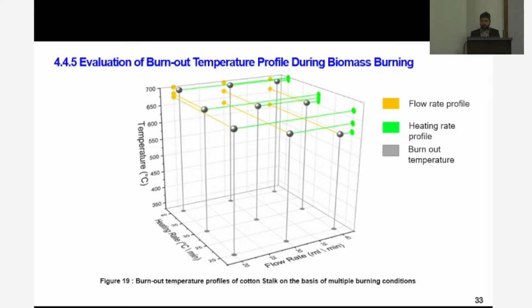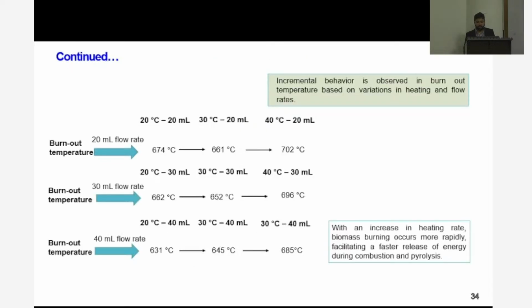Now we have the burnout profile. The burnout profile represents the complete combustion, the complete burning of the sample, and it says that with the increase in the heating rate, we have a higher retardation time. We can say that the sample has gone through complete burning at higher temperature stages, which justifies the mature burning of the sample, and which is actually required. So with the increase in demineralization and the increase in the heating rate, we are achieving higher burnout time.